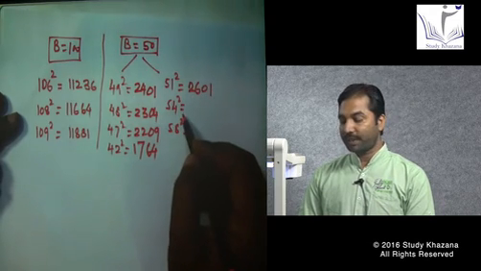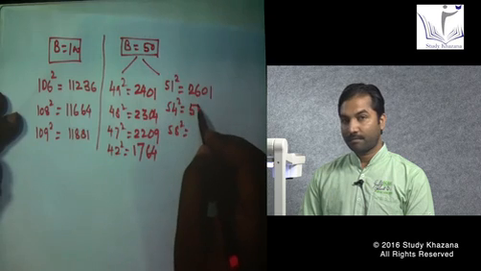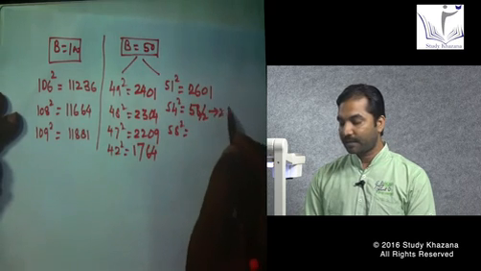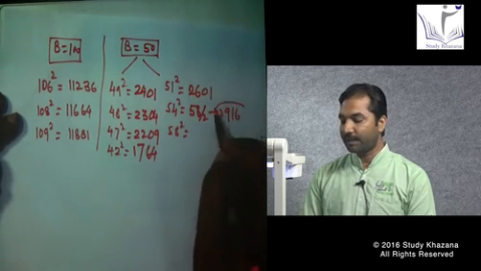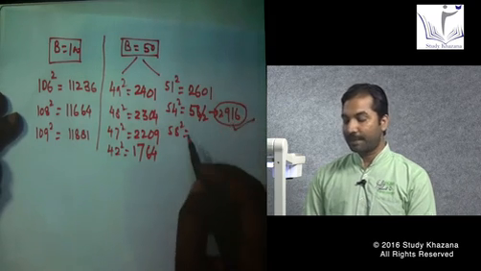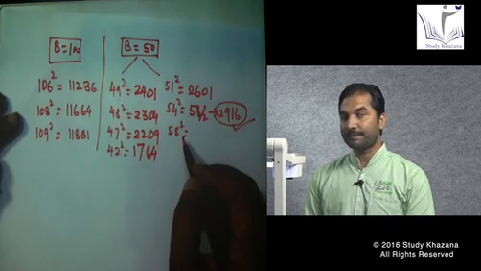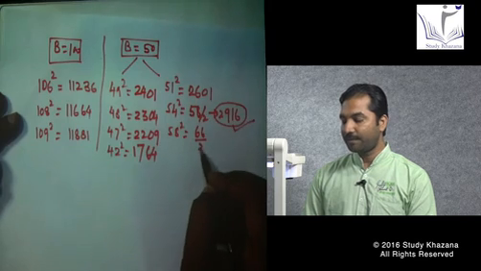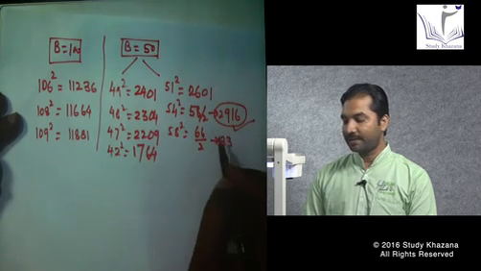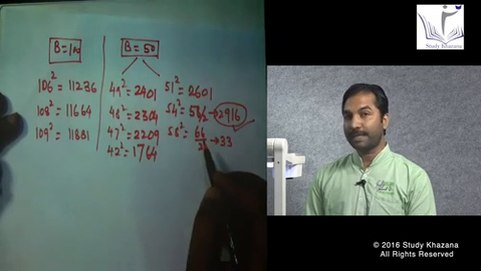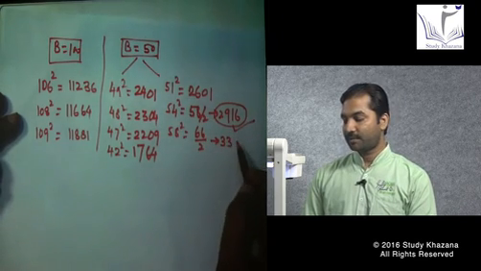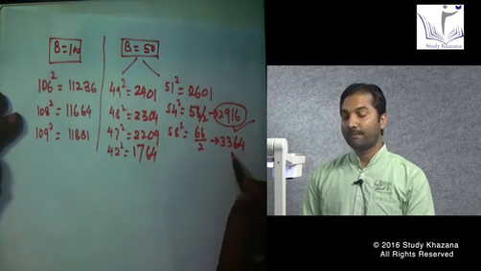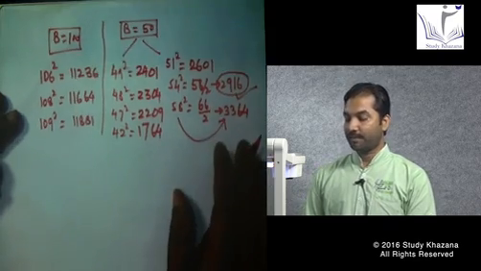54 is 4 more than 50, so we add 4 to 54 and it becomes 58, and half of it becomes 29, and 4 square is 16. Then its answer will be 2916. Next number is 58, which is 8 more than 50. We add 8 to 58, it becomes 66, and its half becomes 33, and 8 square is 64. The number will be 3364. It will be a square of 58, right?